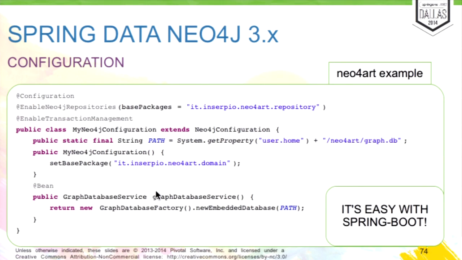The Neo4j configuration requires specifying the location where the repositories are. This is the way you have to do it. The annotation is EnableNeo4jRepositories. Then we have to set the base package. This is the package where the entity classes, the domain classes, are located. And then we create a graph database factory, a new embedded database, which is located in this spot.